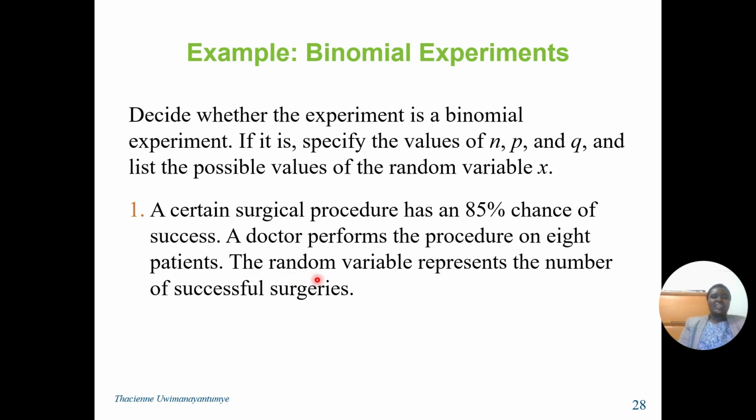Then the random variable represents the number of successful surgeries, and we are counting how many among these 8 people passed the surgery successfully, or how many of them did not make it, and then they died. Okay, so is this a binomial distribution? If it is, what is n, what is p, what is q?